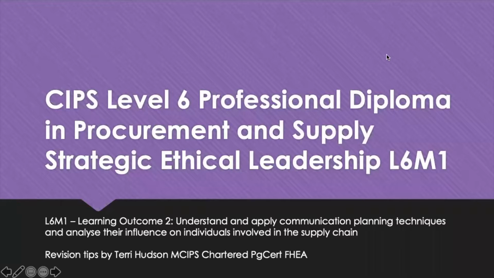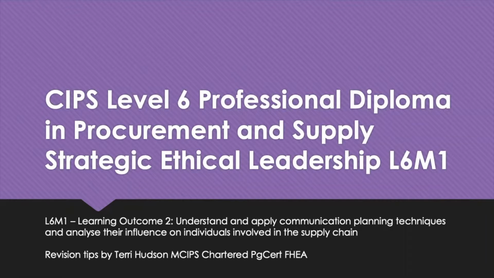Hello and welcome to revision tips for CIPS Level 6 Professional Diploma in Procurement and Supply. This is Module 1, Strategic Ethical Leadership, and we're focusing on Learning Outcome 2, which is to understand and apply communication planning techniques and analyse their influence on individuals involved in the supply chain.